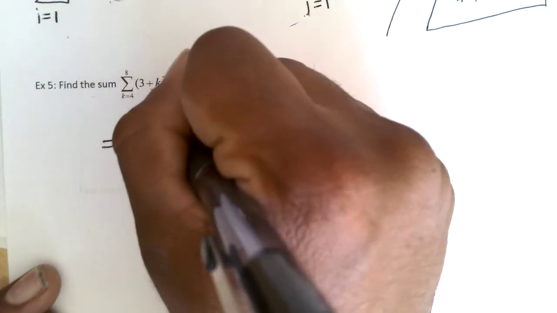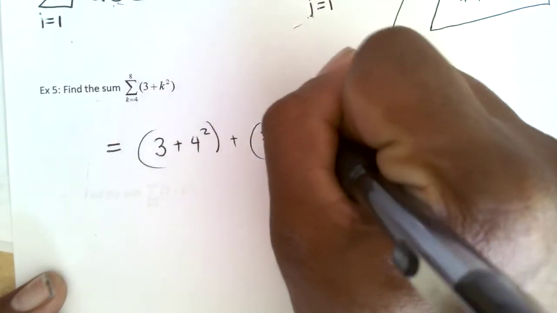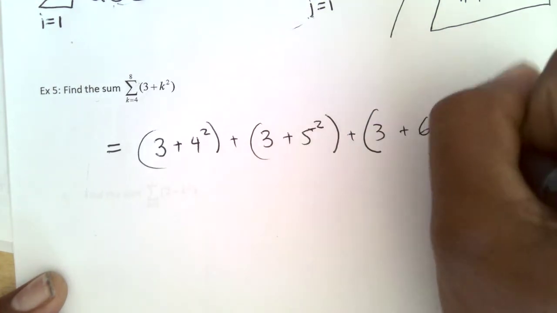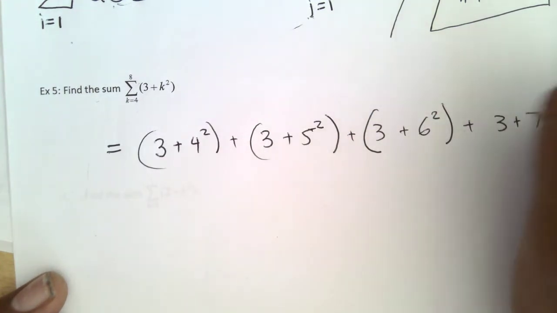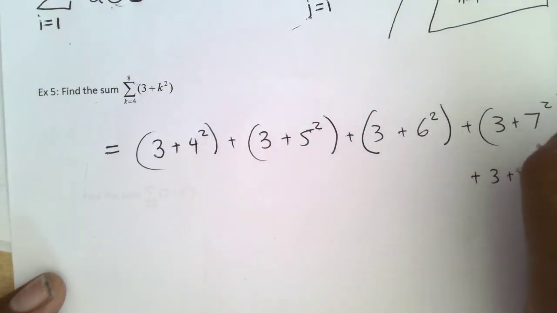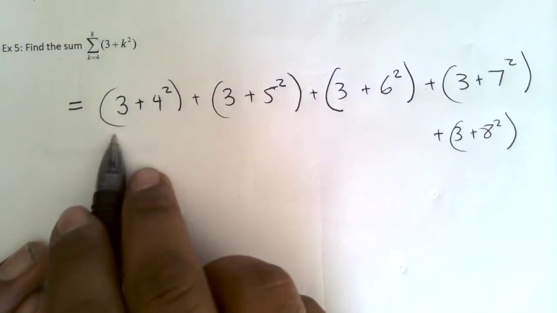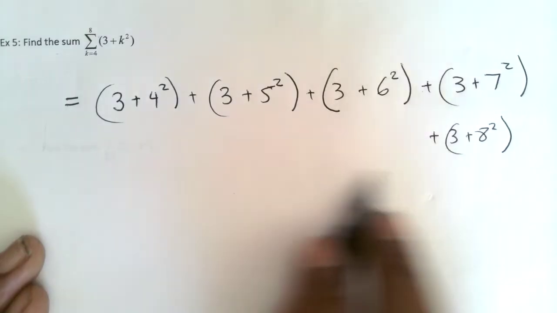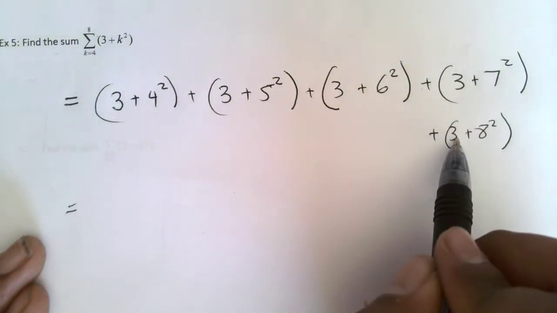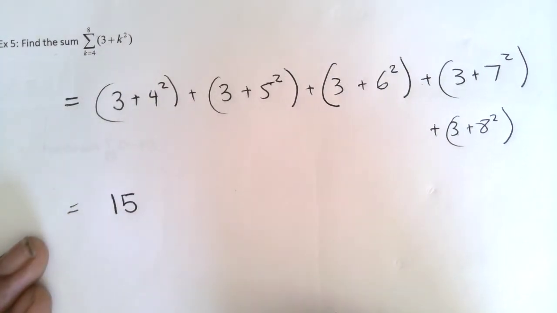I'm going to say 3 plus 4 squared, plus 3 plus 5 squared, plus 3 plus 6 squared, plus 3 plus 7 squared. Oh, wait, there's still one more. Plus 3 plus 8 squared. All right. Oh, man, okay. We could simplify this however we want, right? I'm going to add up all my 3s. So I have 1, 2, 3, 4, 5. So that's 15 there. So I'm just going to simplify this to 15.